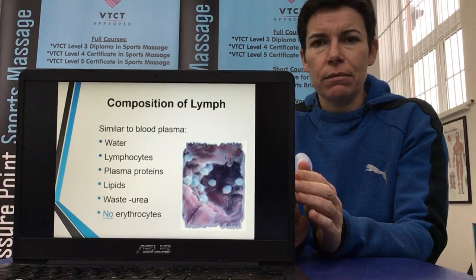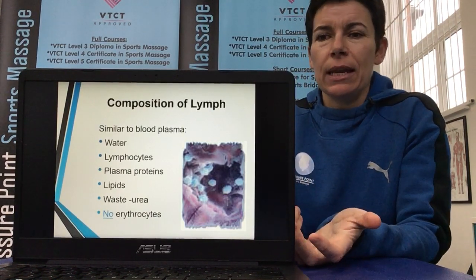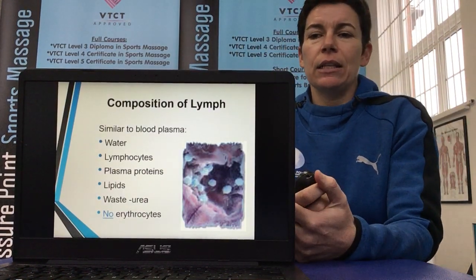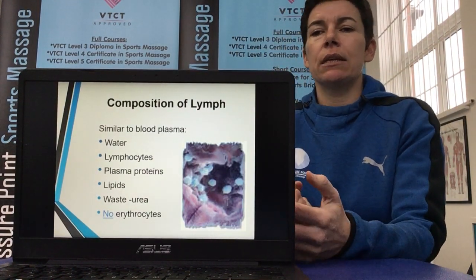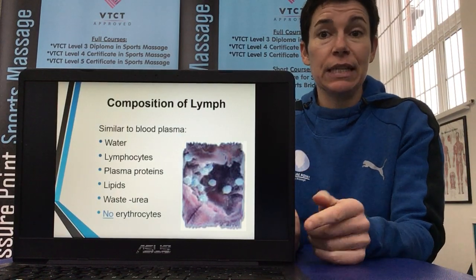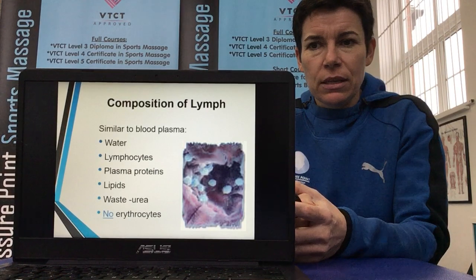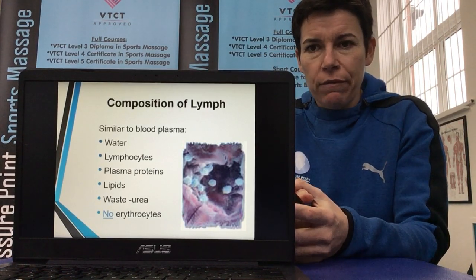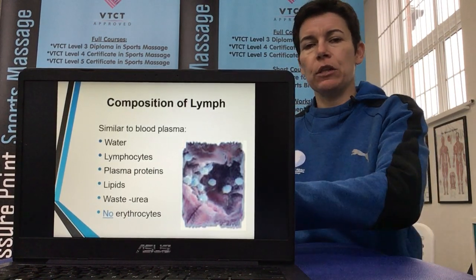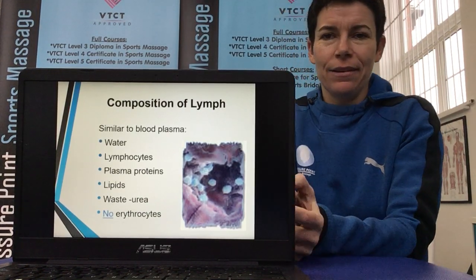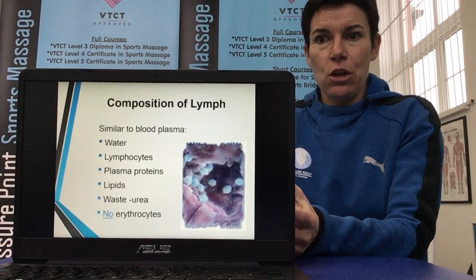I mean, I could list a billion things that it doesn't contain, but in terms of exam questions, sometimes they like to put in that erythrocytes are part of the lymphatic system. So if you see that in an exam question, you know that's the incorrect answer. Okay, there's definitely no red blood cells found in lymph. And if you think of lymph as being a straw-coloured fluid, then that shows what's inside it, as in no red blood cells.